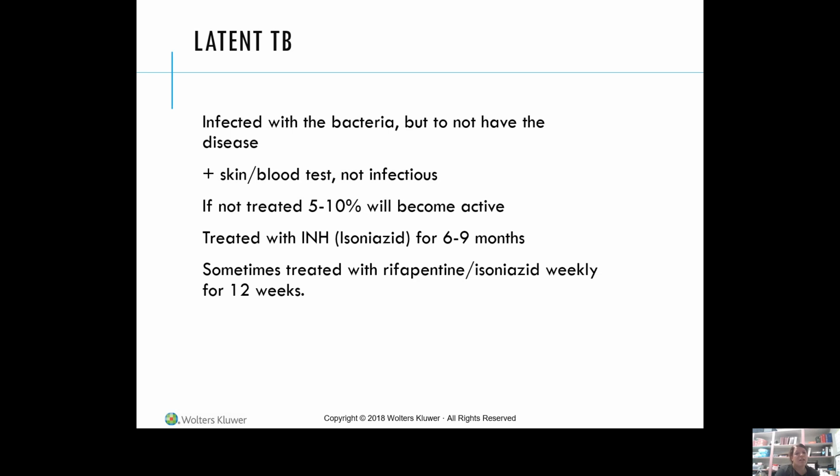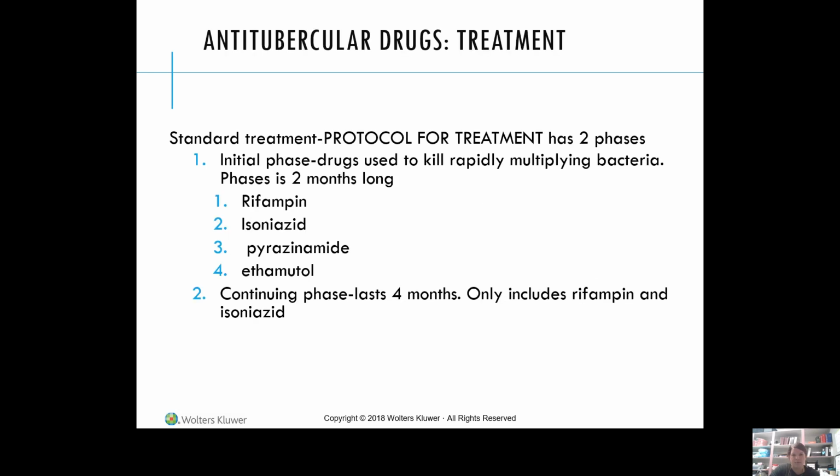They're treated with INH for 6 to 9 months, and sometimes treated with rifampin weekly for 12 weeks. All right, I've already told you all these drugs. This is the chart that's on page 109.